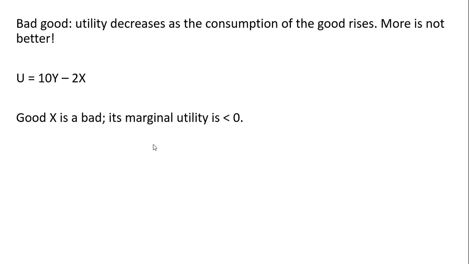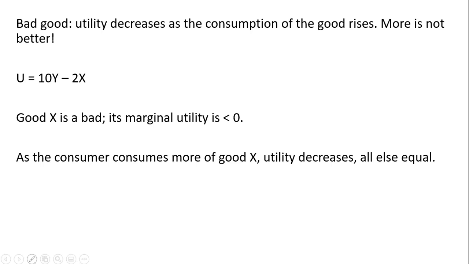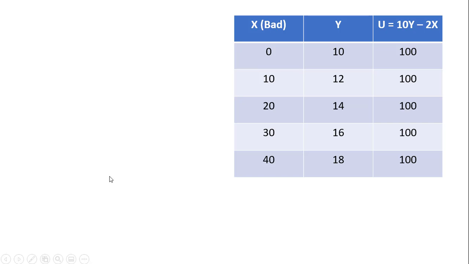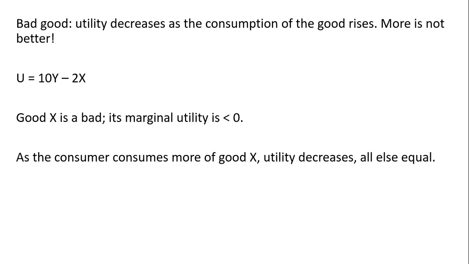So every time you consume one more unit of good x, holding everything else constant, utility would fall by 2. So as the consumer consumes more of good x, utility decreases, all else equal. And so what we're going to do now is derive an indifference curve from this utility function.